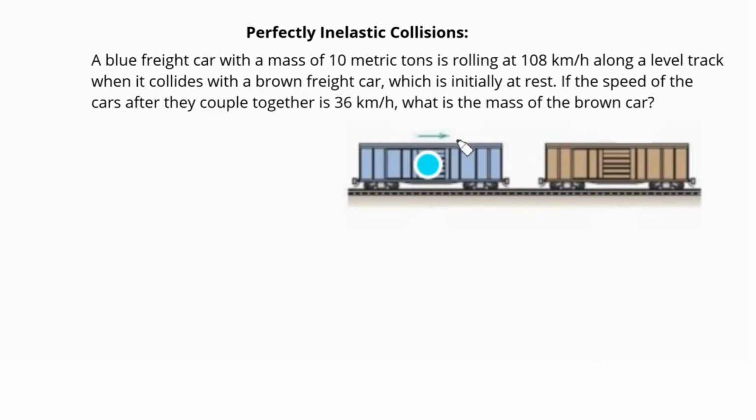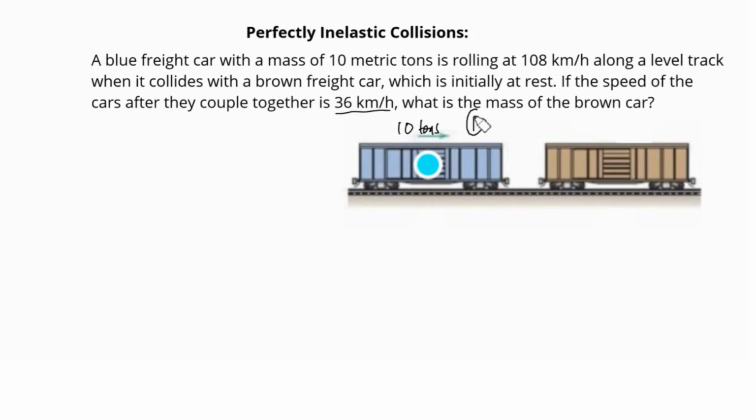We have a blue freight car. This has a mass of 10 tons and it's rolling at 108 kilometers per hour along a level track. It collides with this brown freight car, which is at rest. If the speed of both cars together is 36 kilometers per hour, what was the mass of the brown car? Okay, so that's what we need to look at.